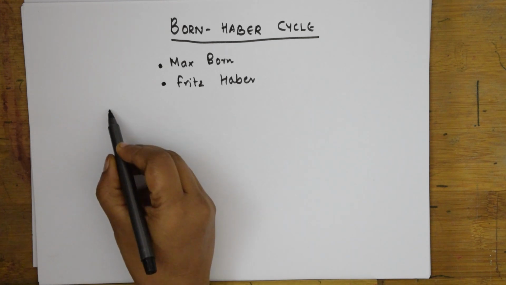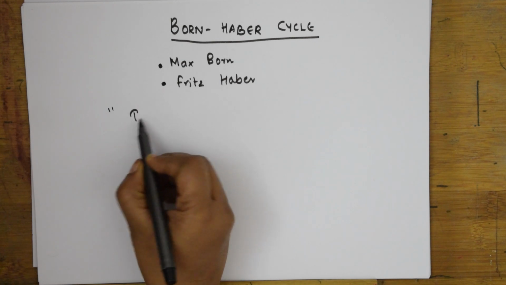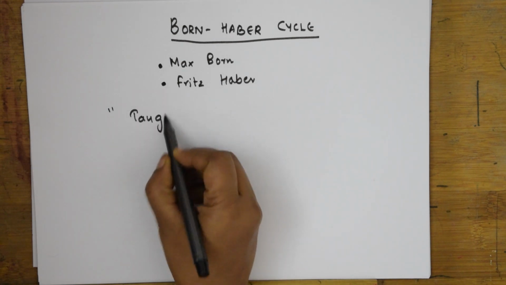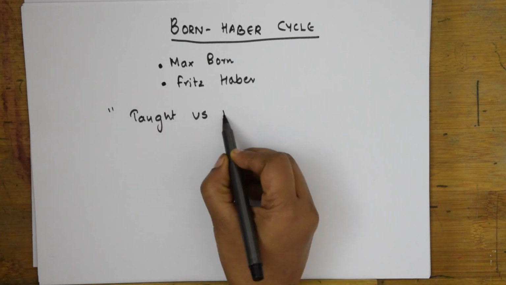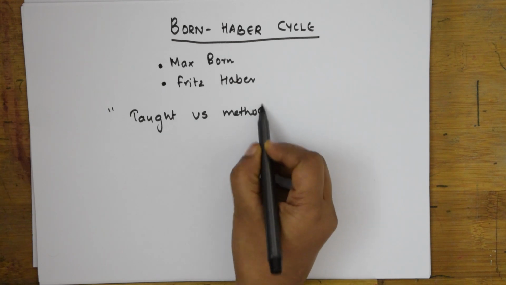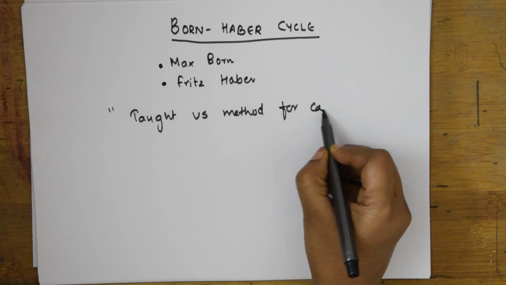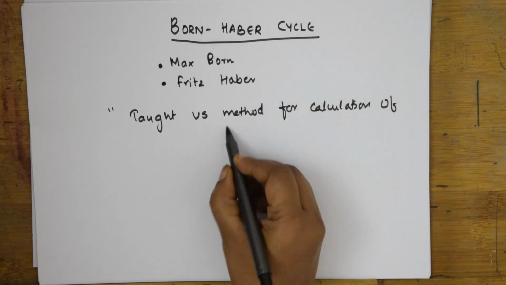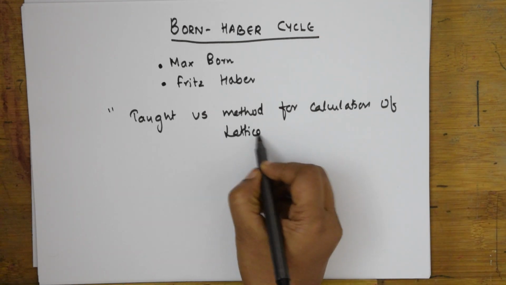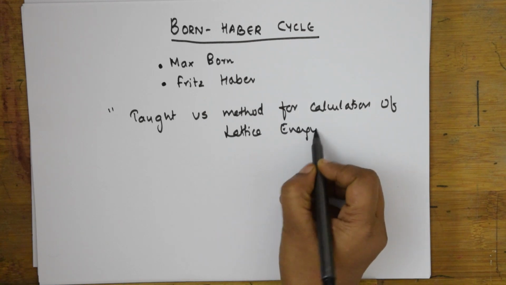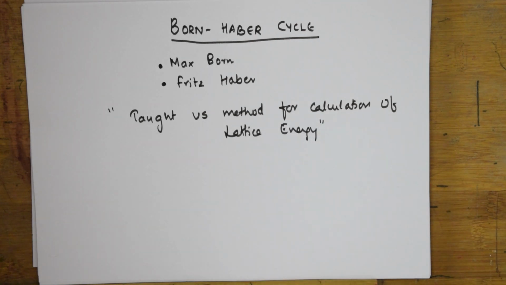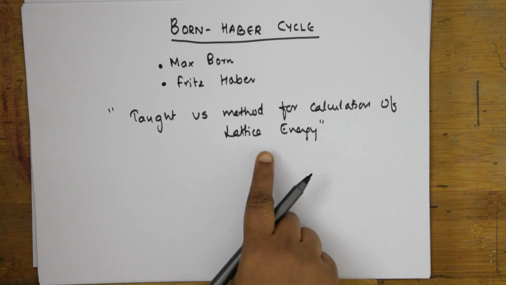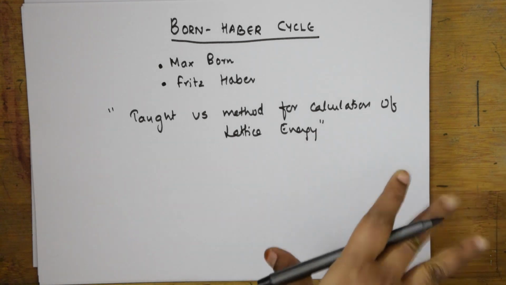So what did they give us? These two have taught us a method for calculation of lattice energy. This is what they have taught us. So we are going to learn how to calculate lattice energy, how to calculate the summations, everything we will do. So finally we will try to calculate lattice energy from different steps.